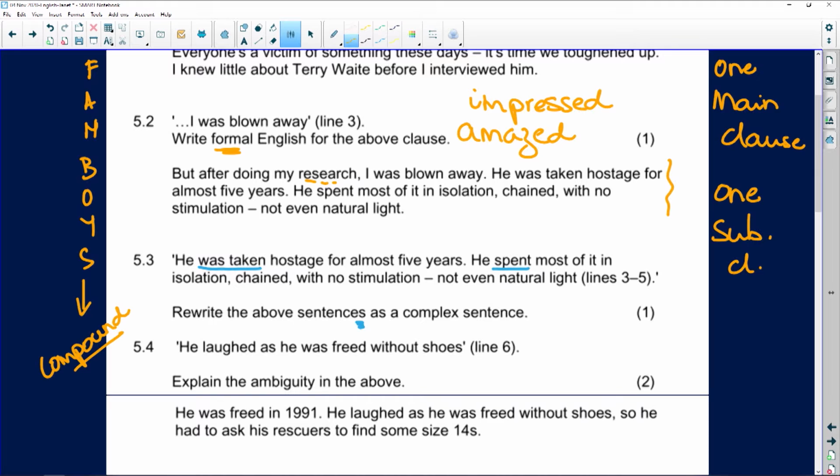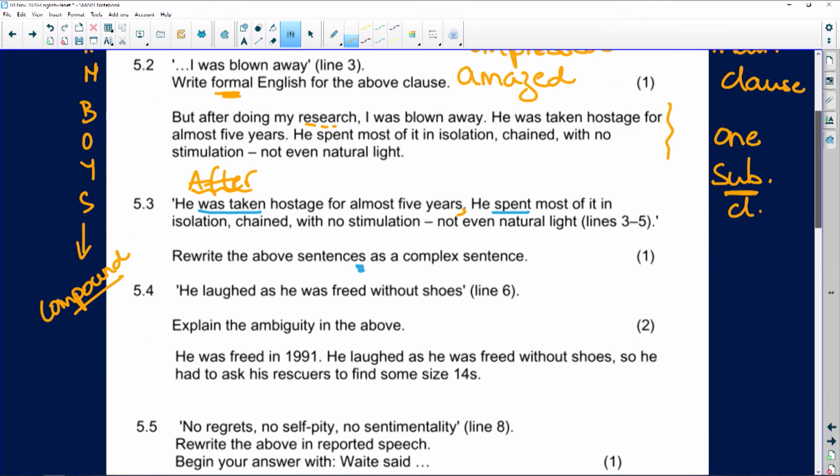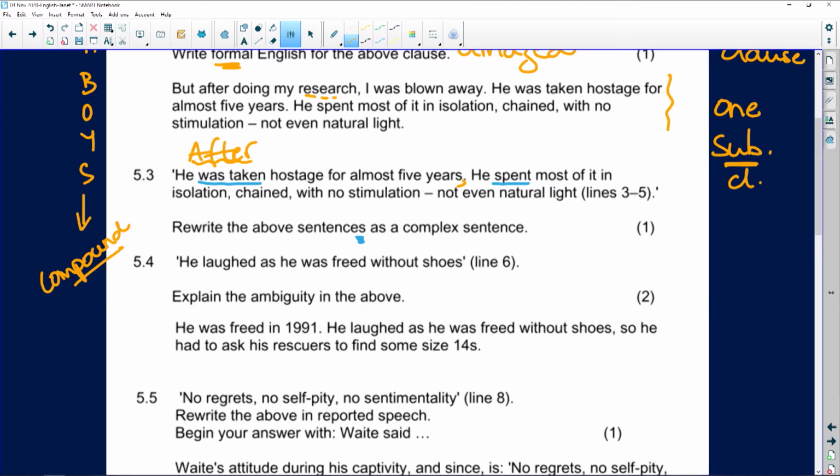So, he was taken hostage for almost 5 years. After he was taken hostage for almost 5 years, he spent. After is a subordinating conjunction. Okay. You can do it in other ways as long as you've got one main clause and one subordinate clause. Ambiguity.